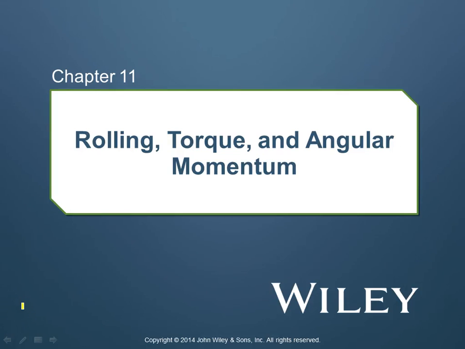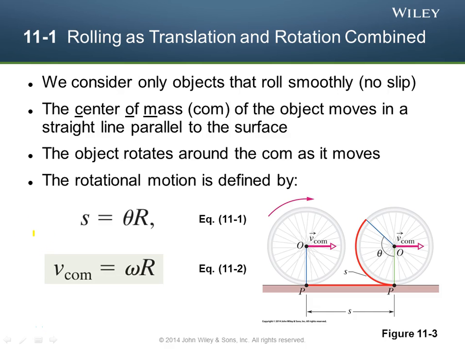In this video, we're going to take a quick look at Chapter 11 and discuss all of the things that you should have gotten from the reading, some old, some new. So anytime we have rolling as translational motion, we're going to consider objects that only roll smoothly, meaning that there's going to be no slipping between the wheel and the surface that it's rolling on. And we can say the center of mass of the object moves in a line parallel to the surface, and objects rotate around their center of mass.